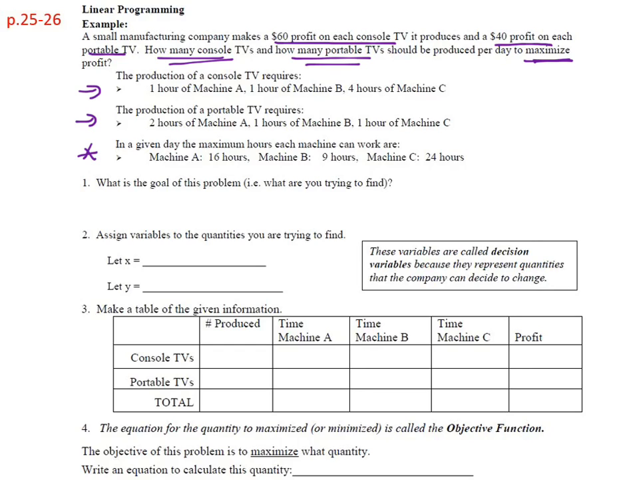Now, this is a whole lot of information, so let's break it down step by step. First thing we want to look at is what is the goal of this problem? What is it that we're trying to find? Well, we always want to make the most money, right? So we're looking for how many console TVs, how many portable TVs to maximize profit. So how many of each TV will maximize profit?